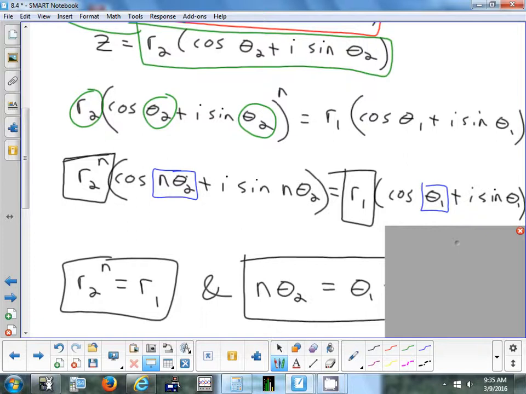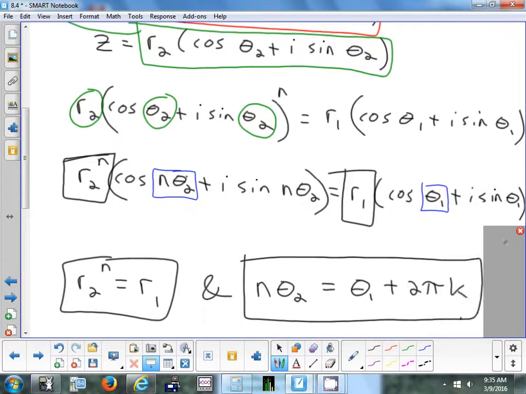Or, remember I said earlier, you're going to get multiple answers. If you're doing a cube root, you're going to get 3 answers. If you're doing a square root, you're going to get 2 answers. So n theta 2 just doesn't have to equal this angle. But what can you add to an angle that doesn't change it? You can add 360, or in radians, 2 pi. So n theta 2 could equal theta 1 plus any multiple of 2 pi. Okay? Or 360 if you're doing it in degrees.